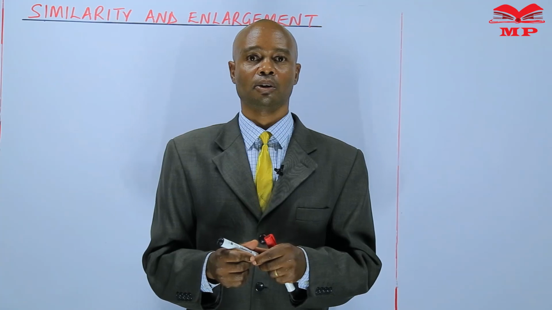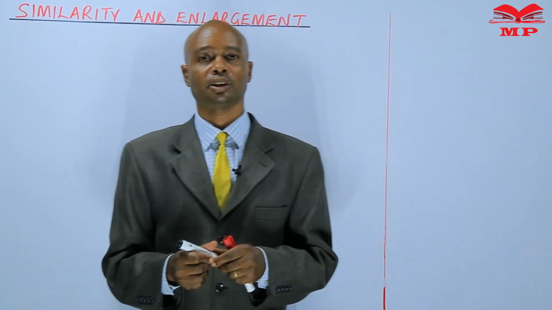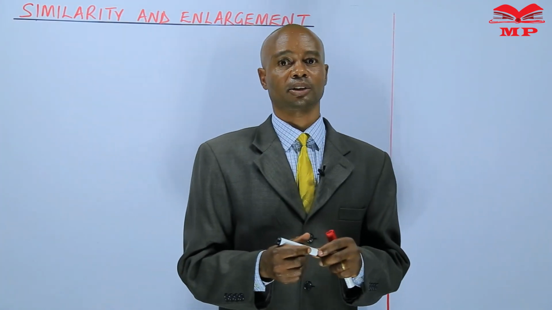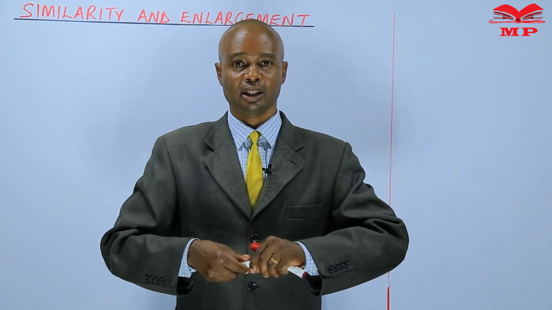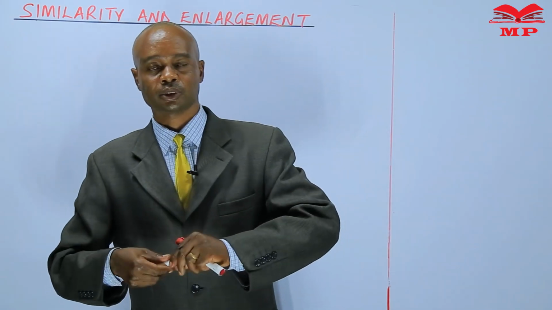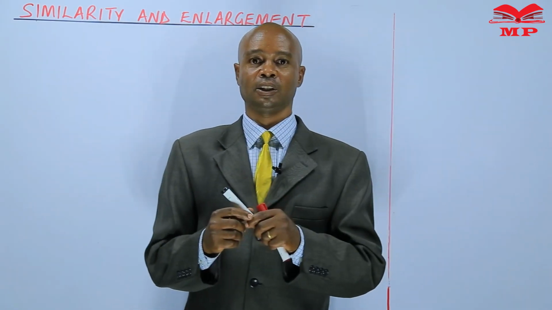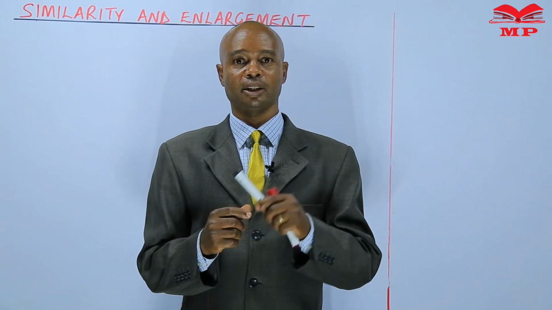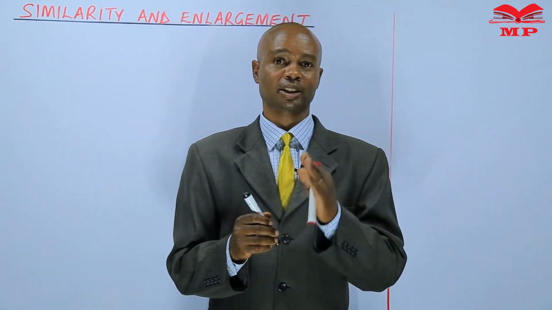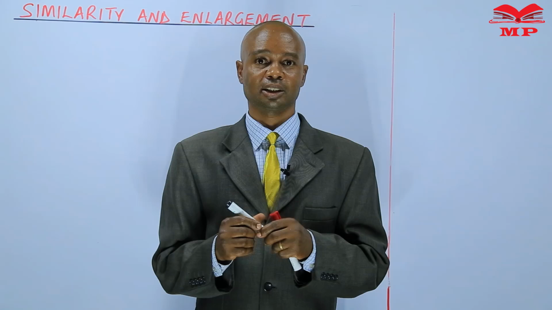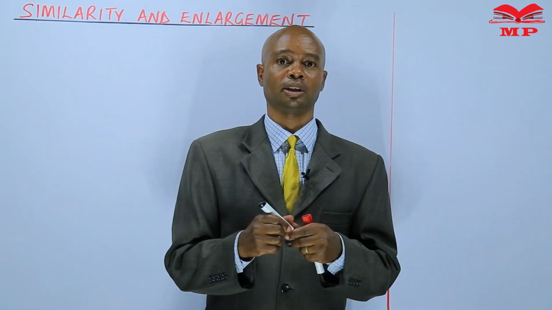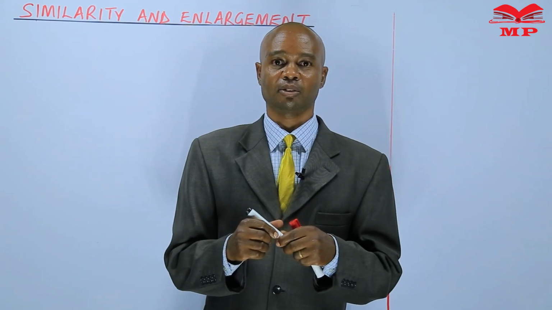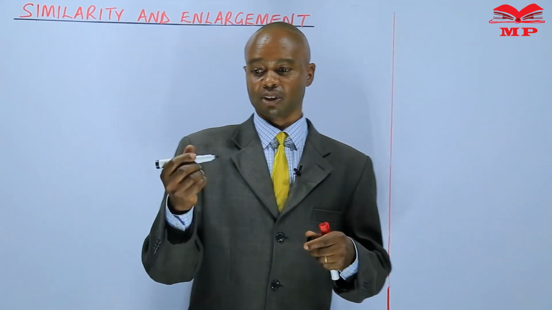We are going to continue again with our lesson on similarity and enlargement. In today's lesson, we are going to talk about negative enlargement. In the last lesson, we talked about positive enlargement, where the enlargement took place on one side of the center of enlargement. So today we are going to look at negative enlargement, and we see what remarkable differences will come out.